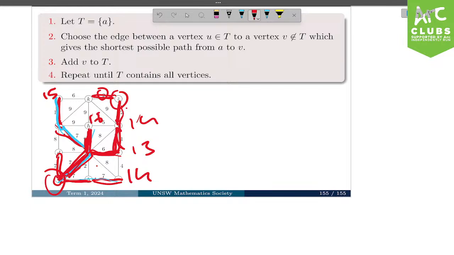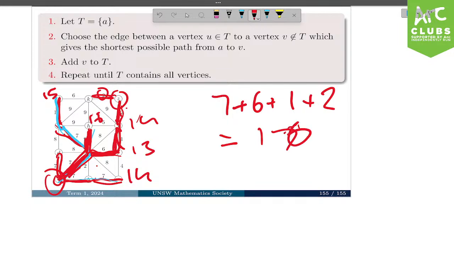So with that, to answer the question, the shortest path from A to Z is 7 plus 6 plus 1 plus 2 equals 17. No, it's not. 16. Yes, okay. We're all feeling a little tired. Okay, 16. All right, cool.